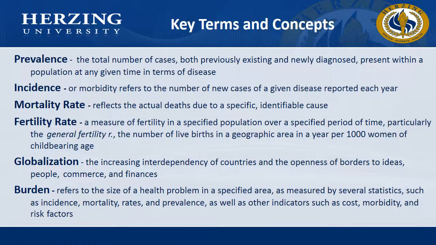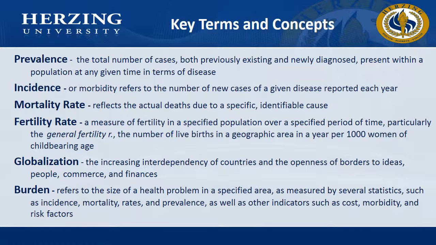Key terms and concepts. Prevalence, the total number of cases, both previously existing and newly diagnosed, present within a population at any given time in terms of disease. Incidence, or morbidity, refers to the number of new cases of a given disease reported each year. Mortality rate reflects the actual deaths due to a specific identifiable cause.